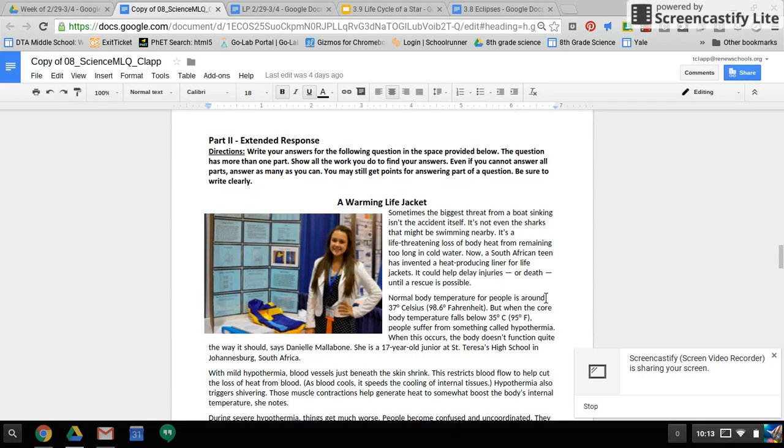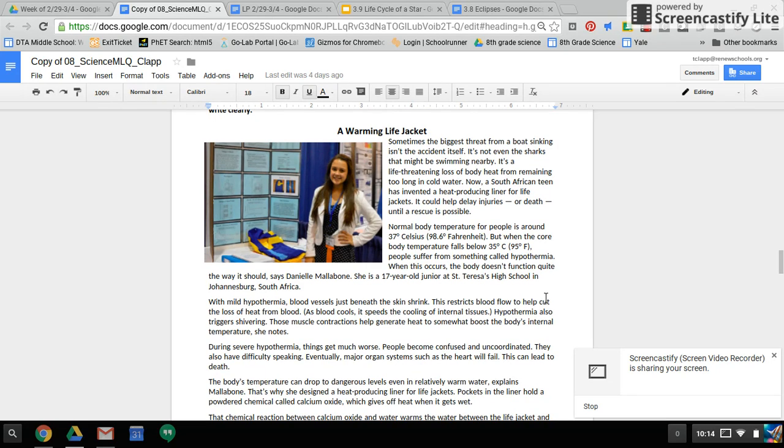Part 2, extended response. Directions. Write your answers to the following question in the space provided below. The question has more than one part. Show all of your work you do to find your answers. Even if you cannot answer all parts, answer as many as you can. You may still get points for answering part of a question. Be sure to write clearly.